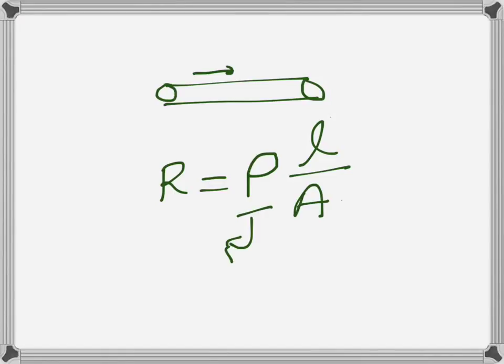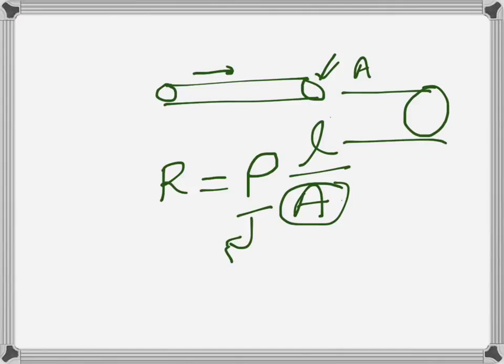And L is the length of the conductor, so the longer it is, the more resistance it has. And A is the cross section area of the conductor, so if it has a bigger cross section, that means a bigger diameter, the resistance is less, which is probably understandable because it has more path for electrons, more electrons to flow, because it has a bigger diameter. So this is the resistance of any conductor.